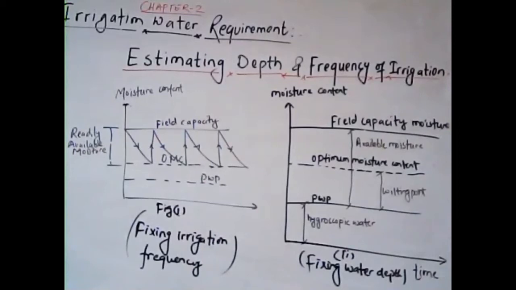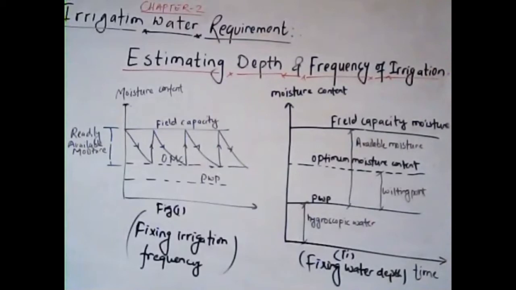Okay, so the difference between the field capacity and OMC moisture content is the readily available moisture content, and the difference between the moisture content between field capacity and permanent wilting point is the available moisture content. Okay, in the second figure, we have shown how the water depth can be fixed, and what the parameters are that are associated with the moisture content versus time graph.